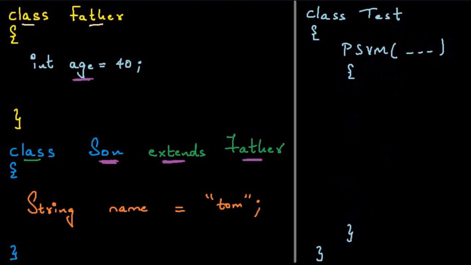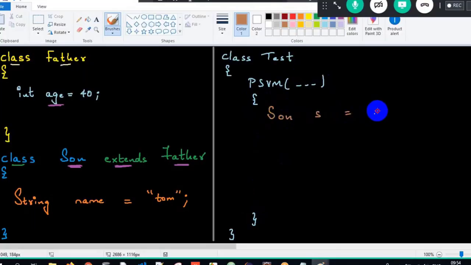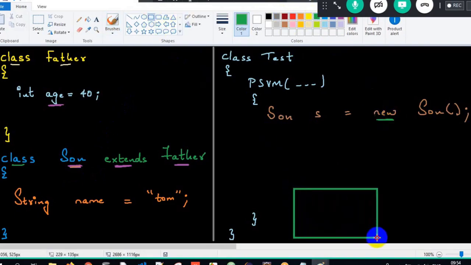Now here I will create an object of the subclass. Son s equals new Son(). I have created an object of the Son class, that is the subclass. When I say new, what is happening here? An object is getting created. What is the object address? 111. And who is pointing to that object? s is pointing to that respective object.